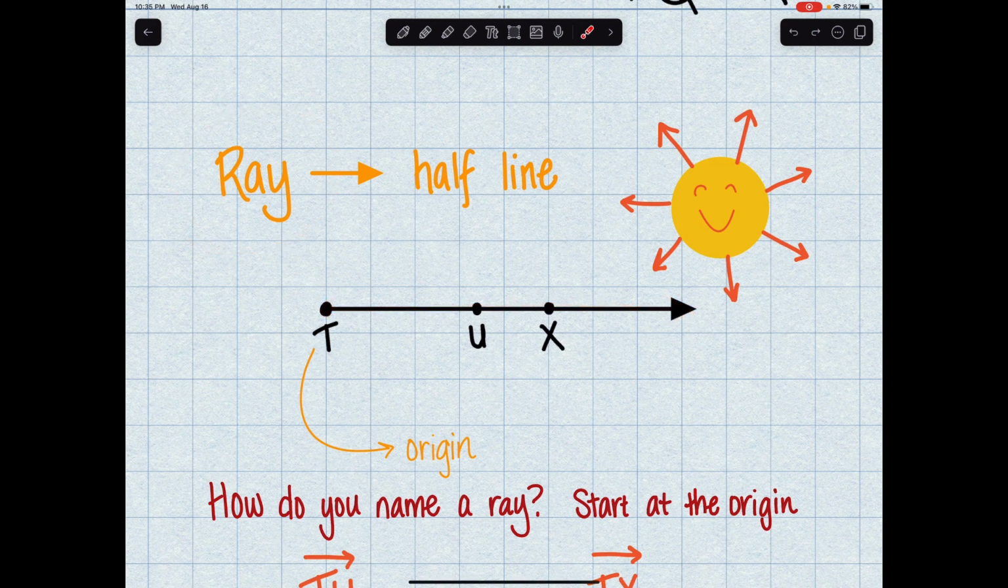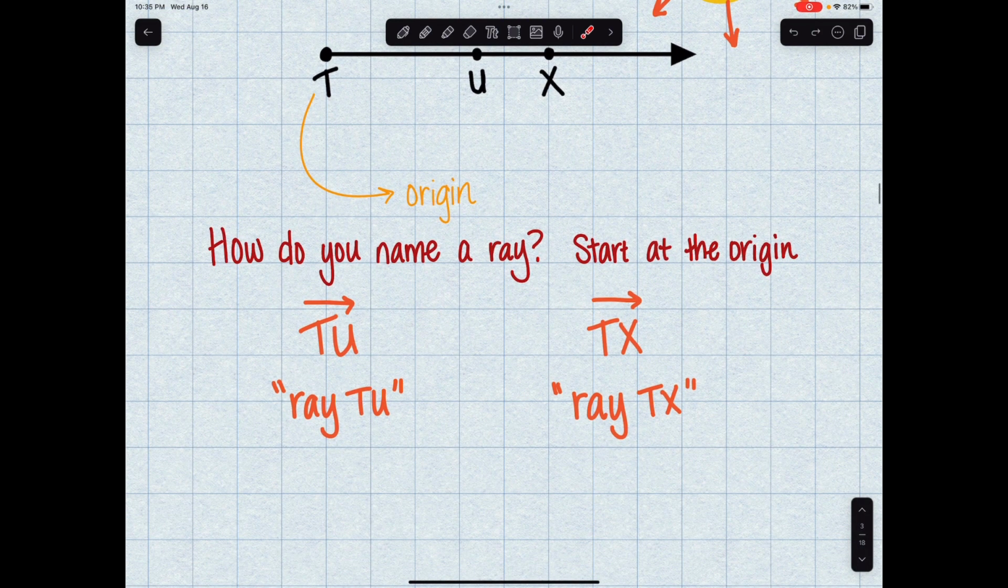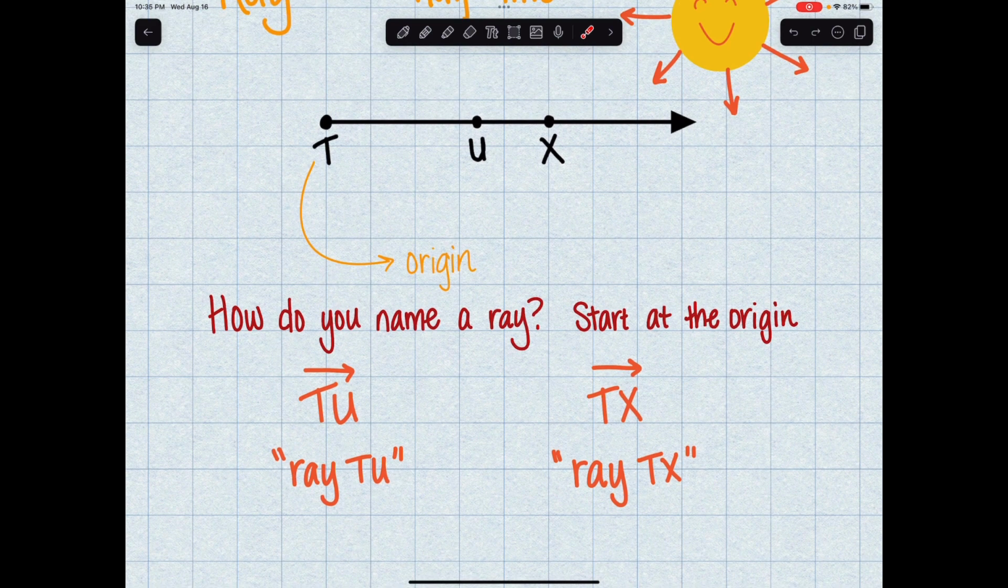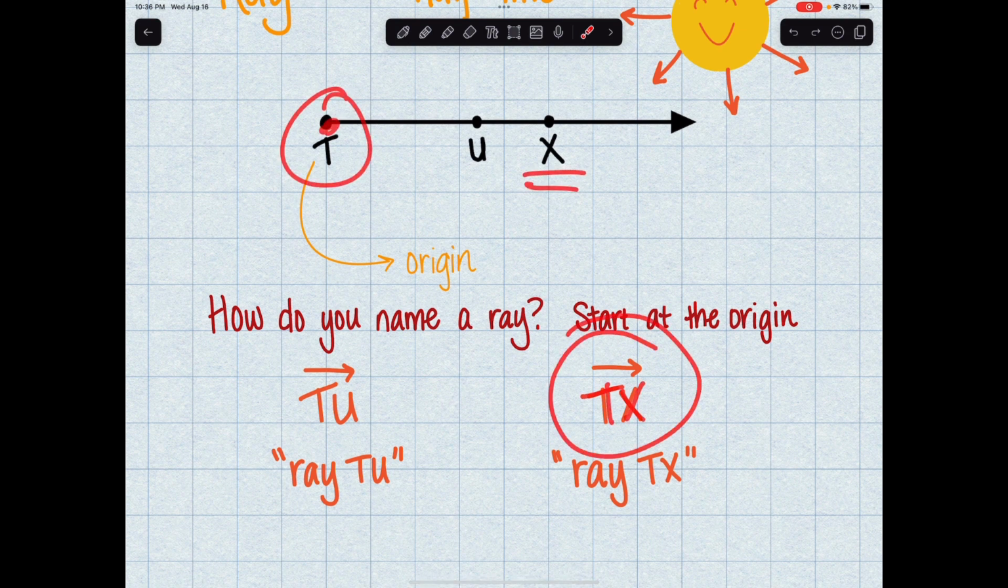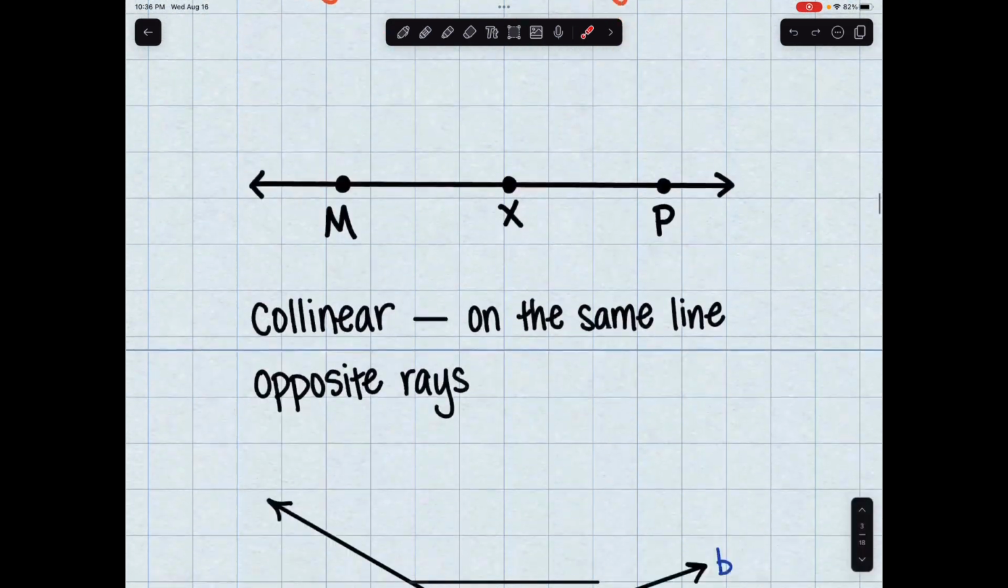When you want to name a ray, you can call it by any two letters, but we usually start with the one at the origin. So start with T, and then it could be TU, and that's a ray with just one arrowhead. Or it could be TX, and that's the same ray. So the only rule is you start at the origin, but you can use any other point, and it's the same ray.